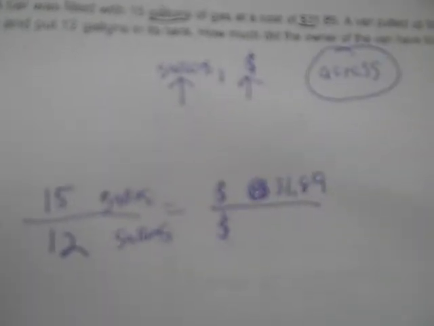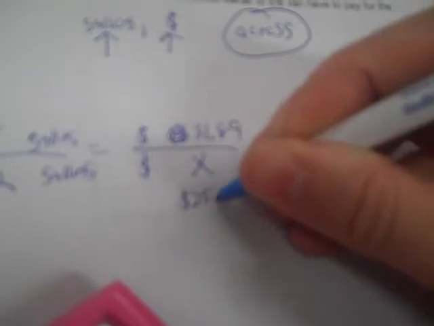from the 15. Now, there's going to be problems coming up where one goes up, the other goes down. Then you're going to match them up diagonally, okay? But for today's assignment, if they're both going up, which they do, the more gallons I buy of gas, the greater the cost, okay? We match them up that way, okay? And then X right there. So if you cross multiply and divide, you get the answer. So you got 12 times 31.89 divided by 15. That's going to be $25.51, which makes sense when you look at it.